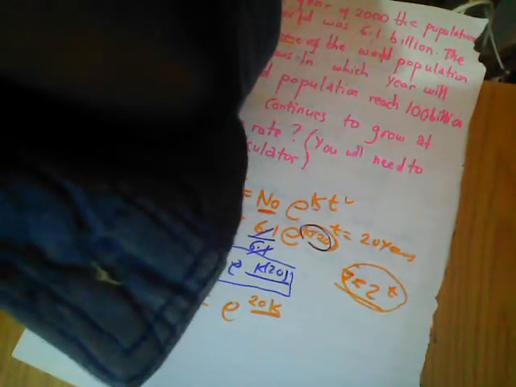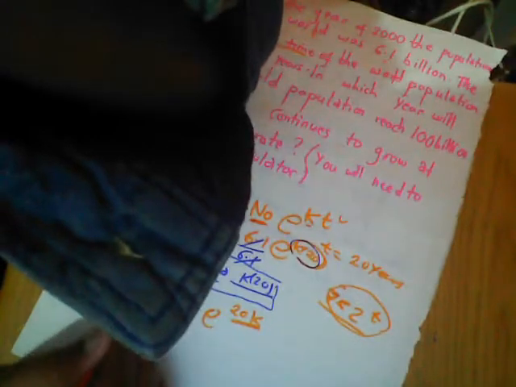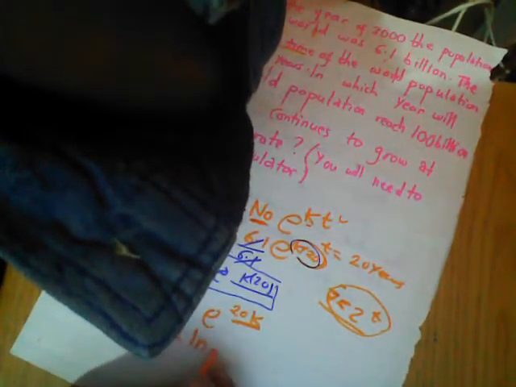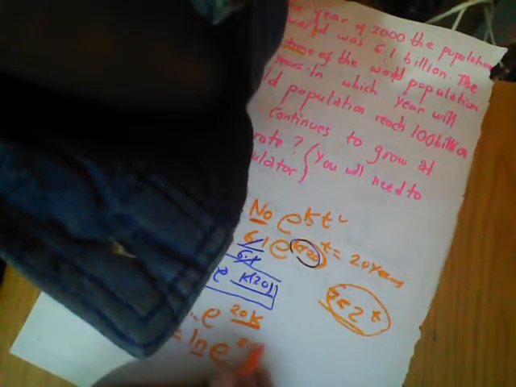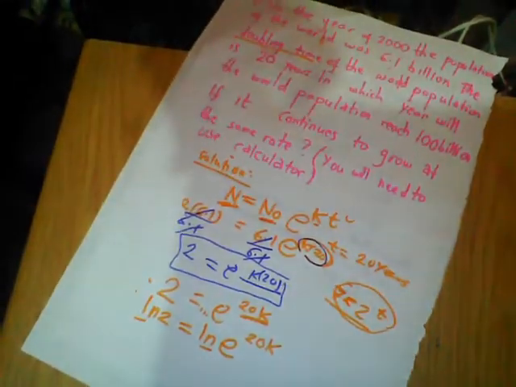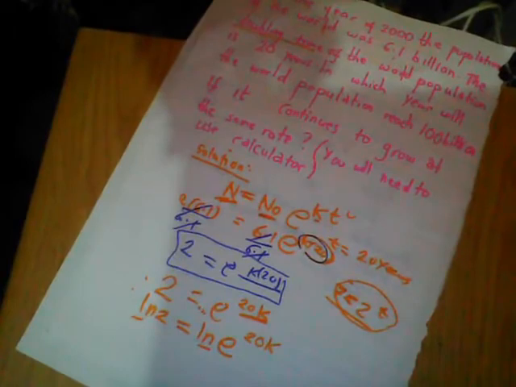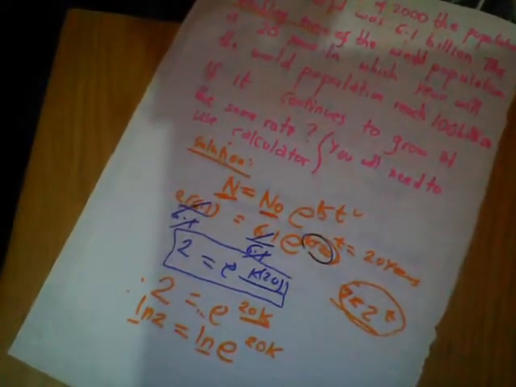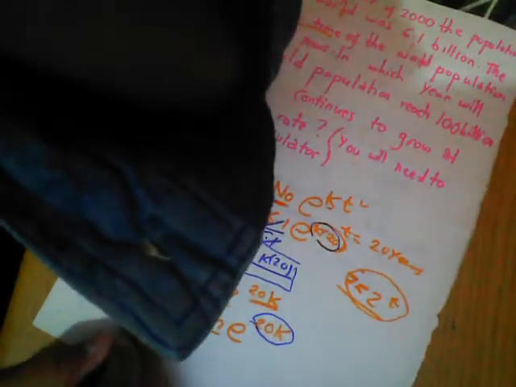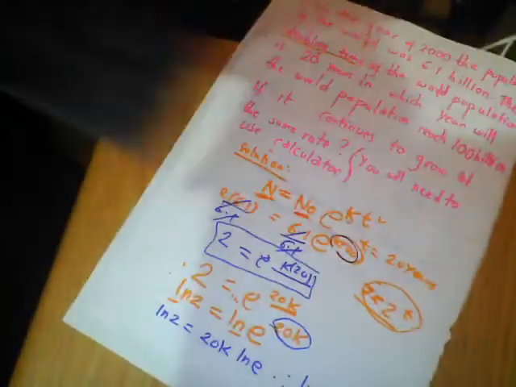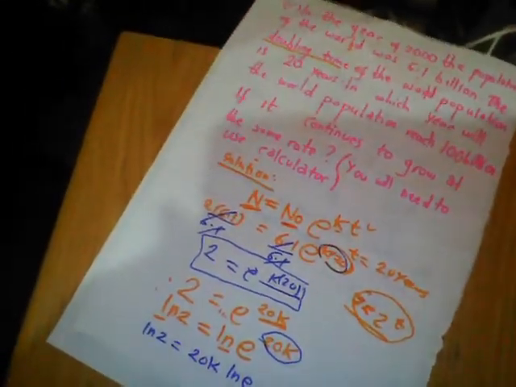Log is for high school, but I prefer ln. So you say ln of 2 equal to ln of e to the power 20k, applying it on this side and this side. What happened? Take the power to the front, so I'm going to have ln of 2 equal to 20k times ln of e. Ln of e equal to 1; that one you have to memorize. Even if you plug it in your calculator, it will give you 1.